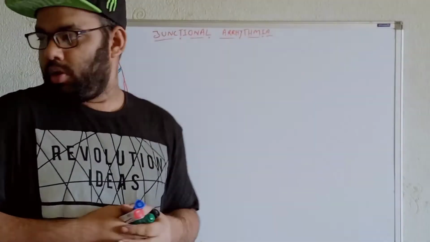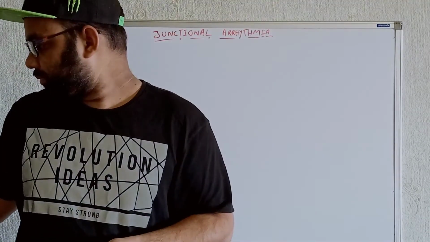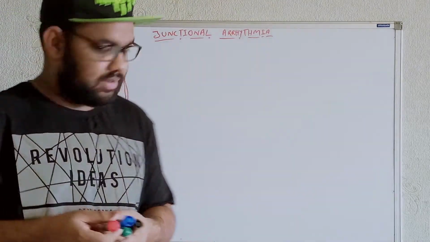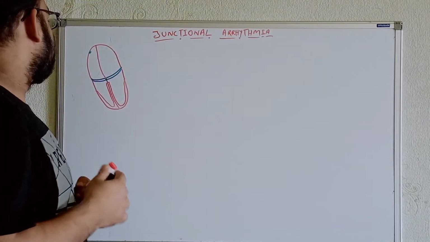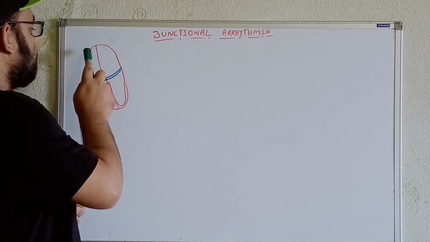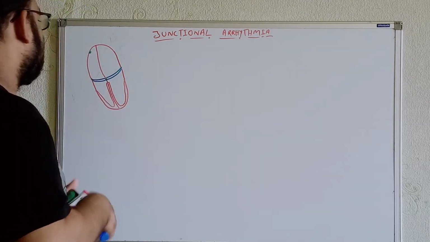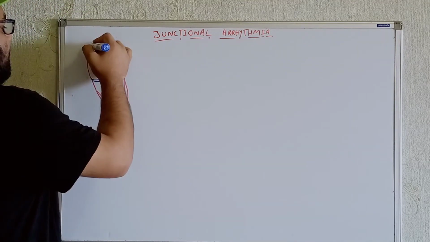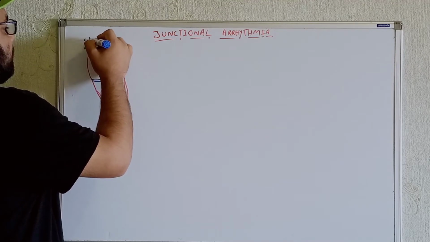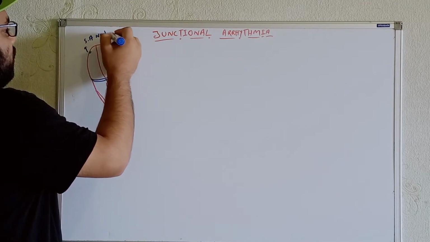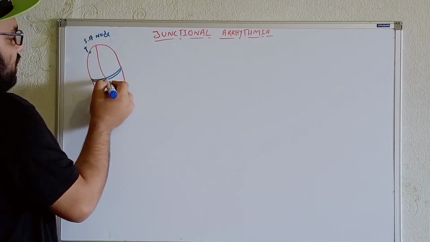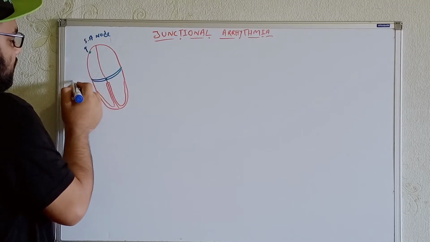Okay, so let's continue. Try to understand from this figure. If I consider this is the heart, we'll get the SA node over here. So let's write the name of it. We'll get the SA node from here. Then this is the AV node, so we'll get the AV node at this position.